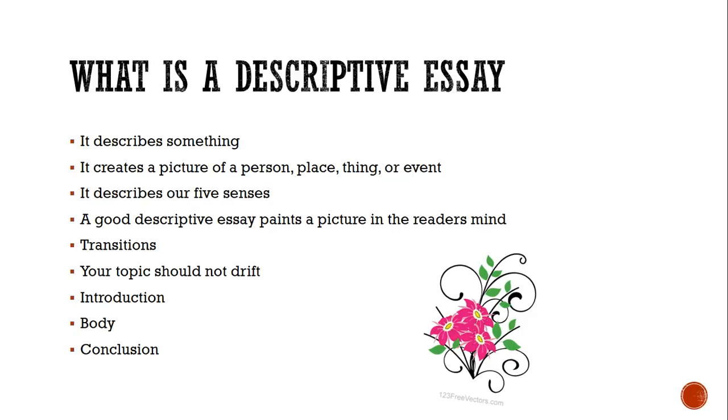You have to paint a picture in the reader's mind, because if you're just like, oh yeah, I went to Paris, it was beautiful, they don't see a picture. Okay, yeah, Paris is beautiful, I know that. I've seen pictures of beautiful things in Paris, but I can't imagine it. I've never been. So you have to really let the reader get a glimpse of what you're saying in their mind. Next point is create a picture of a person, place, thing, or event, like I just said previously.